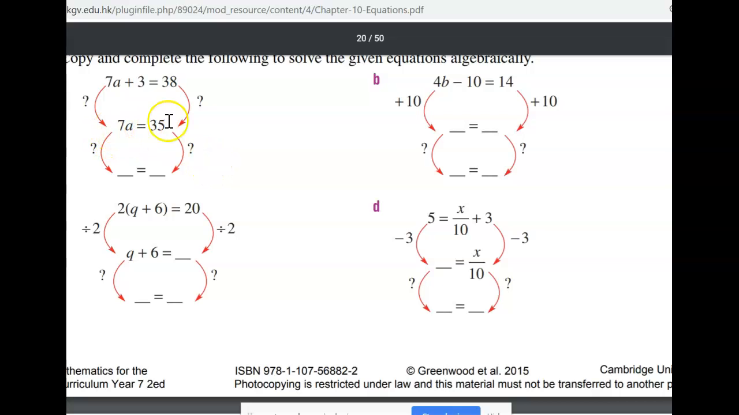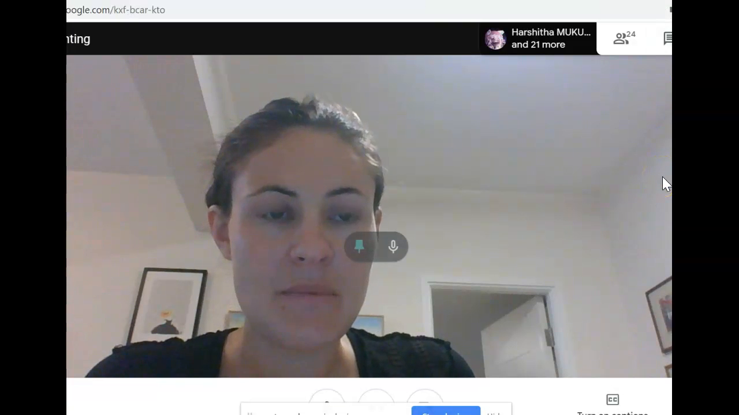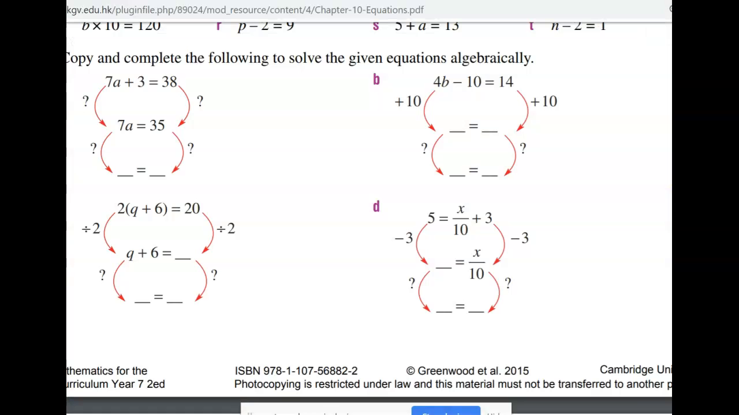Okay, so now we've got 7a equals 35. So what operation do we need to do? I'm asking you what would be where this question mark is to get from 7a just to a. And then we'll do the last line in a minute. So what operation do we need there? All right. Please have your answer ready and go.